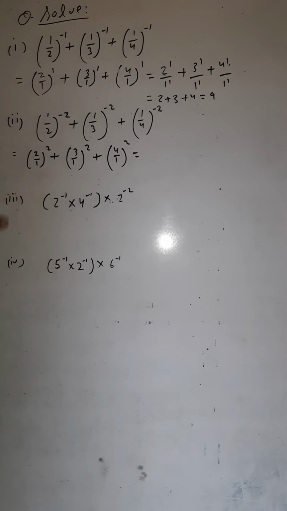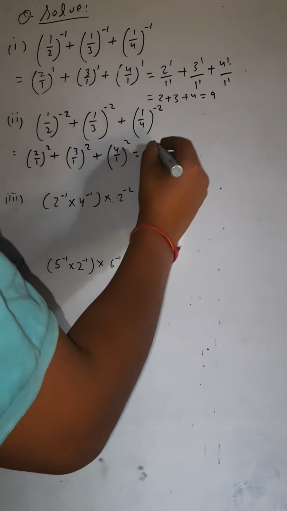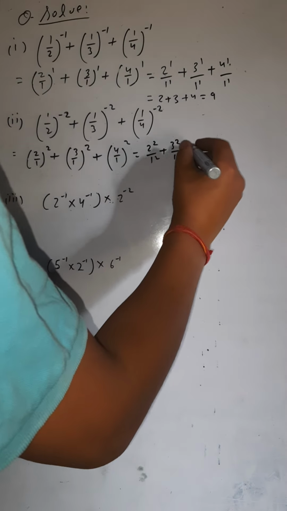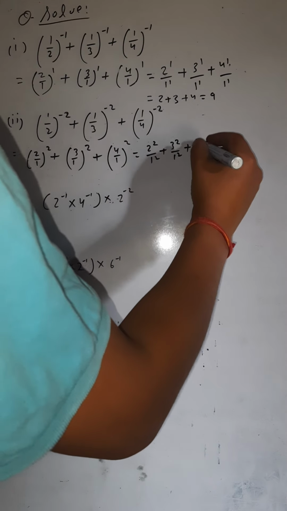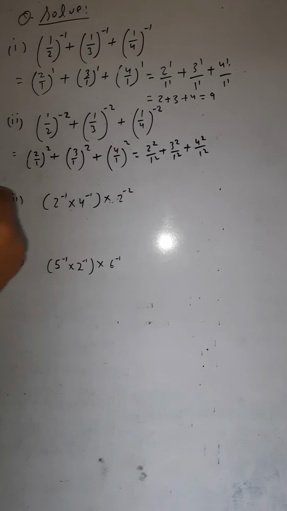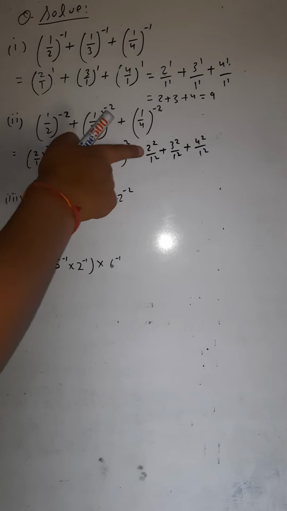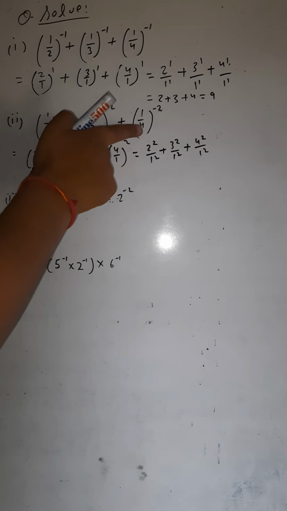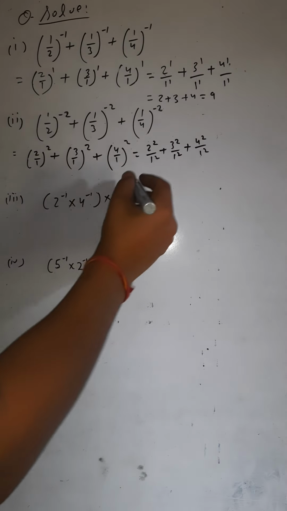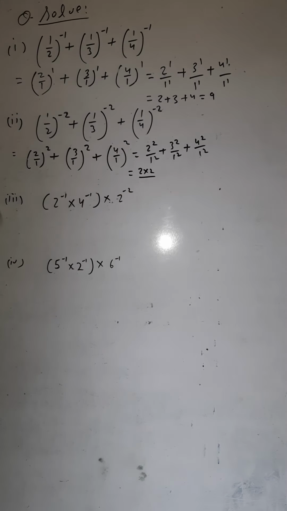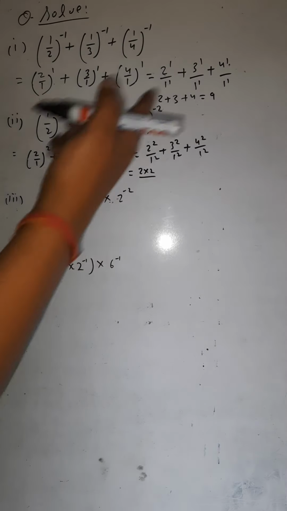(2/1)^2 means what? 2^2 divided by 1^2, plus 3^2 divided by 1^2. Similarly, here also 4^2 divided by 1^2. So 2^2 implies you are to multiply this 2 how many times? 2 times. 2^2 implies 2 multiply 2. Getting this? Very good. 2 multiply 2 divided by 1^2 means you have to multiply this 1 two times, 1 multiply 1.